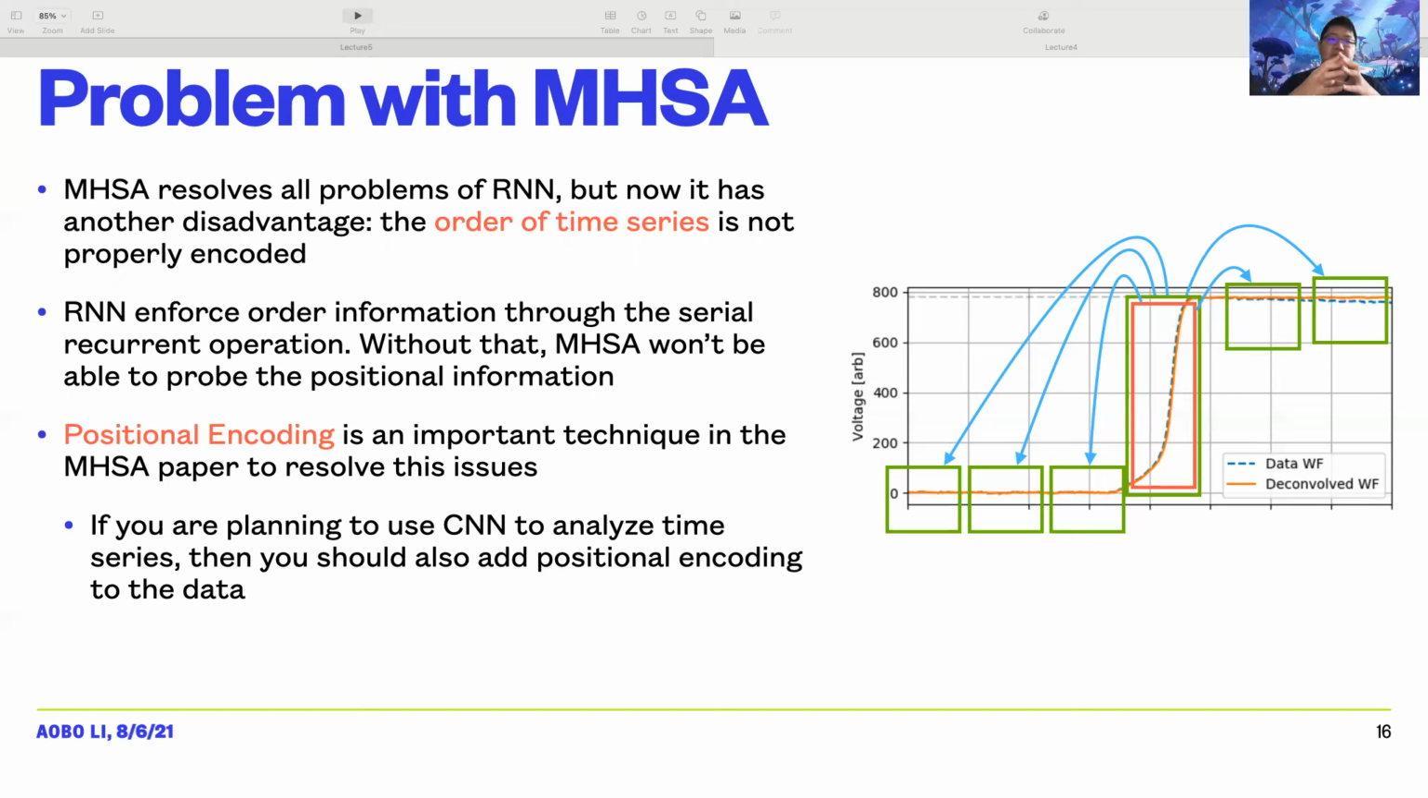So in order to resolve this, we have to use a technique called positional encoding. Positional encoding is an important technique in the MHSA paper to resolve this issue. If you are planning to use a CNN to analyze time series, because as I mentioned, CNN also does not enforce order information, you will also need to add this positional encoding to your data.